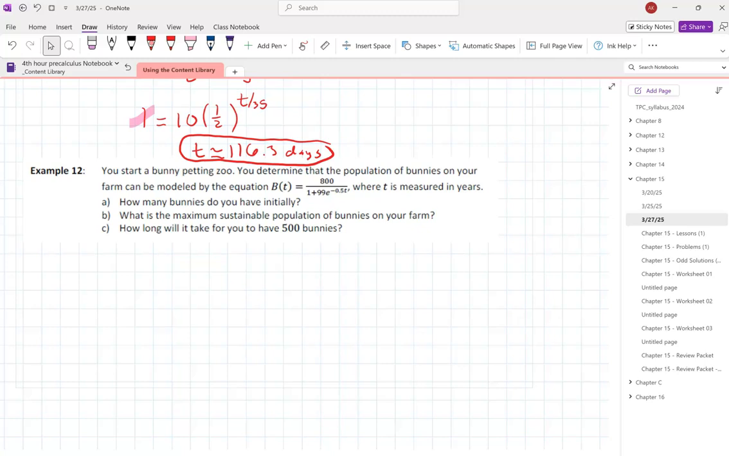The last example says you start a bunny petting zoo. What a cute idea. You determine that the population of bunnies on your farm can be modeled by the equation B of t equals yada, yada, yada, where t is measured in years. How many bunnies do you have initially? Does anybody recognize that type of equation for my B of t? What do you guys notice that is?